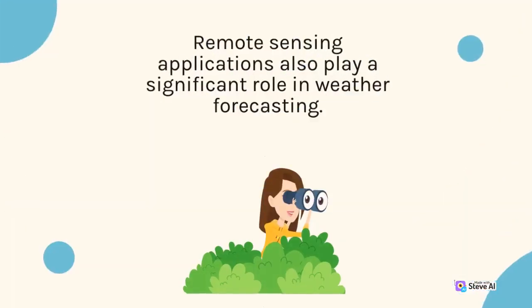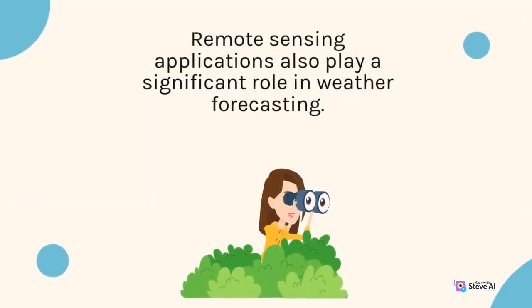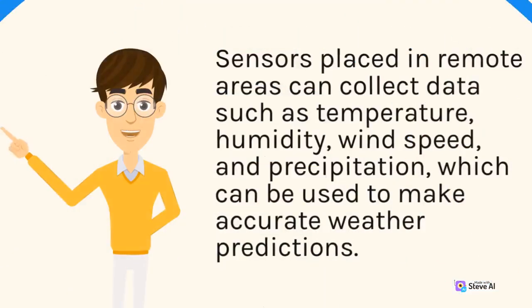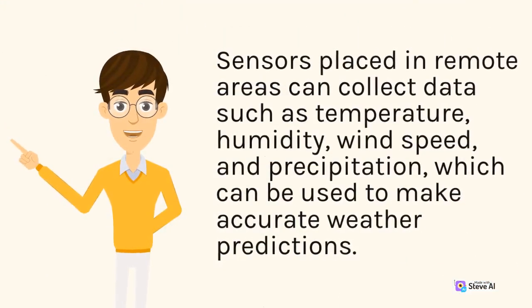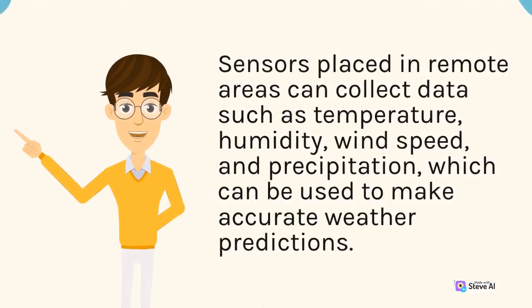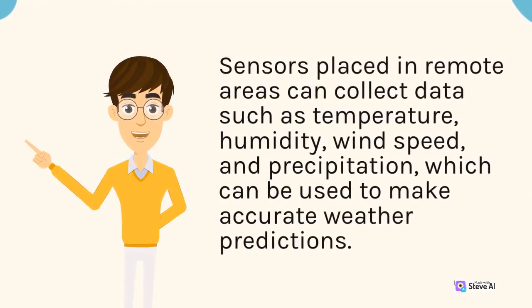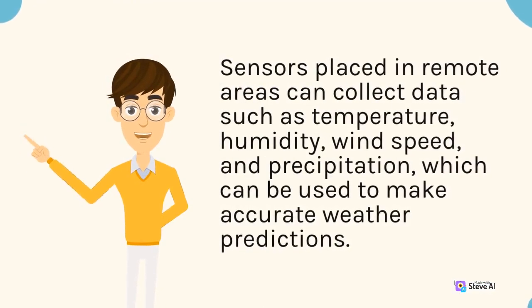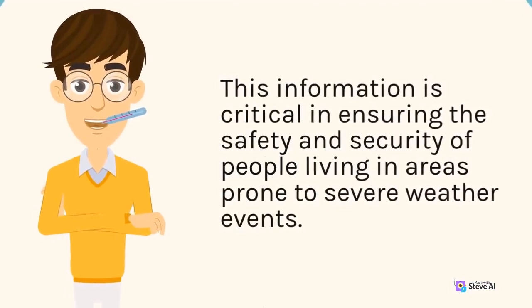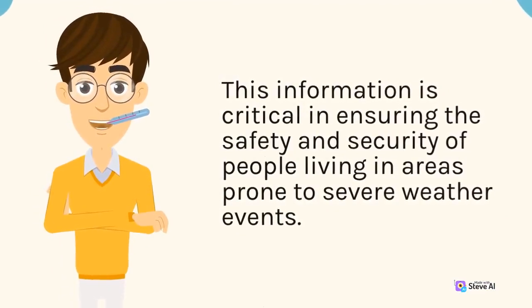Remote sensing applications also play a significant role in weather forecasting. Sensors placed in remote areas can collect data such as temperature, humidity, wind speed, and precipitation, which can be used to make accurate weather predictions. This information is critical in ensuring the safety and security of people living in areas prone to severe weather events.